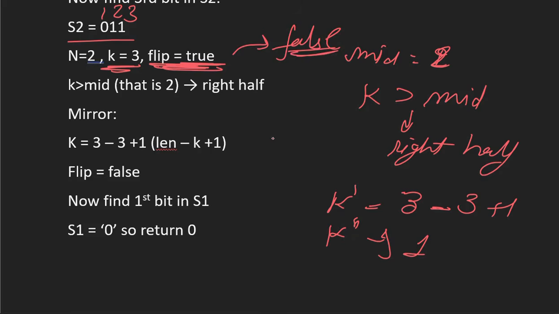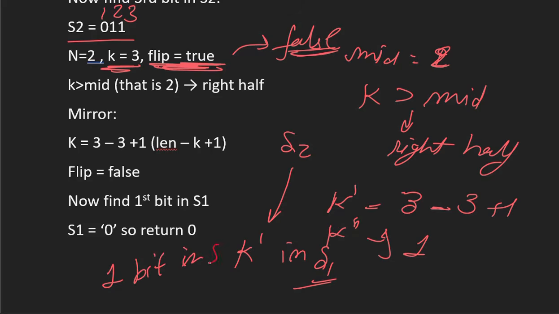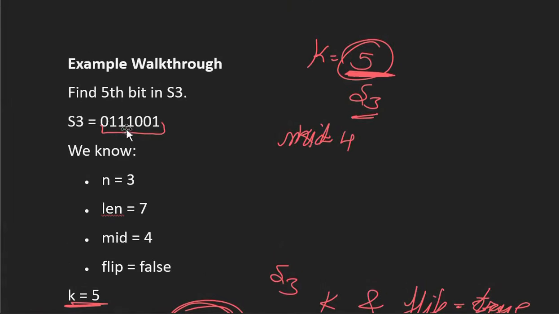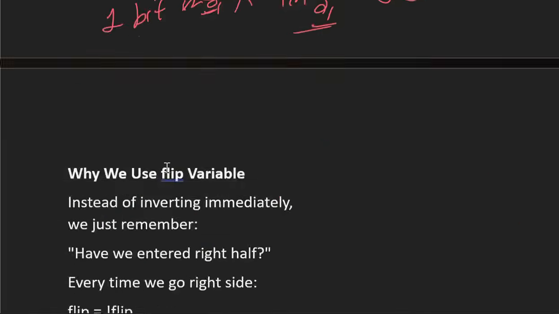So currently we are in S2. So what we do is, we will find the k dash bit in S1, that is the first bit in S1, and as we know S1 is always 0, so we'll be directly returning 0. And as you remember, our fifth bit is 0 only in this string.